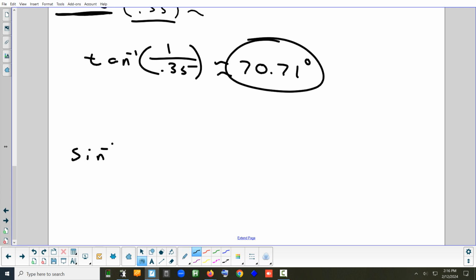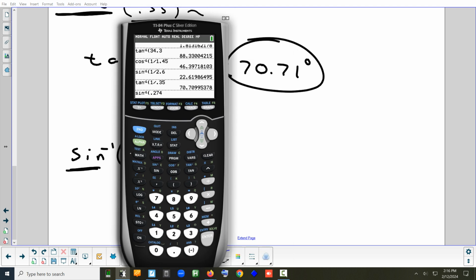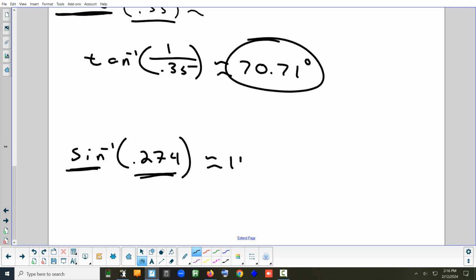What if I did this one? Inverse sine of 0.274. Okay, do we do it like the last one? Change and flip. Why not? Why not do the change and the flip? Because you have the button. Yeah, I got the button for that one. So I don't have to do anything. Inverse sine 0.274. 15.90. Okay, so you only got to do the change and the flip when you don't have the button.